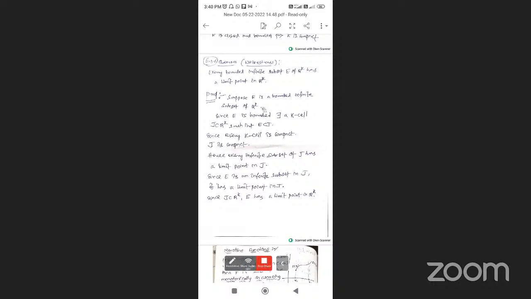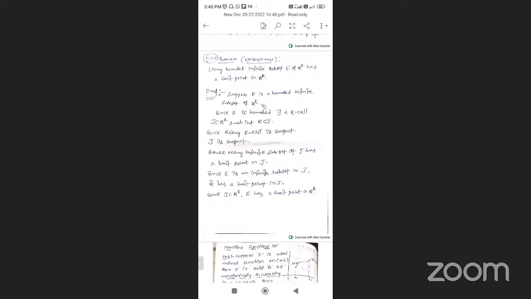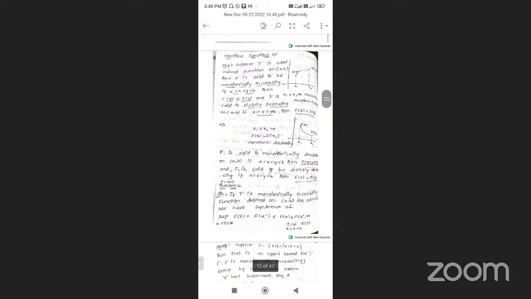Next, the definitions taken are continuity of vector valued functions and monotonic functions. We have a theorem. I will explain what monotonic functions are.